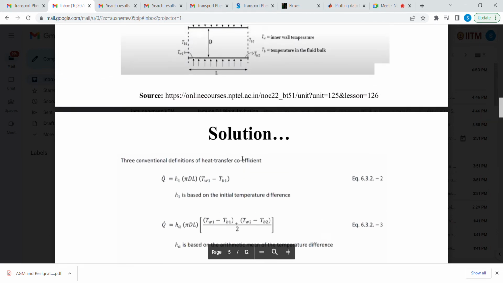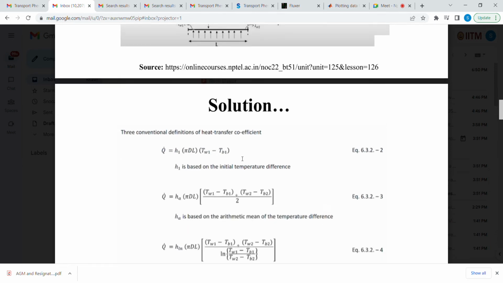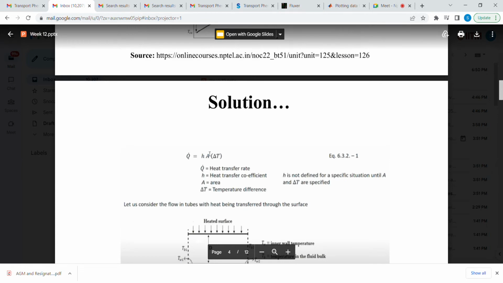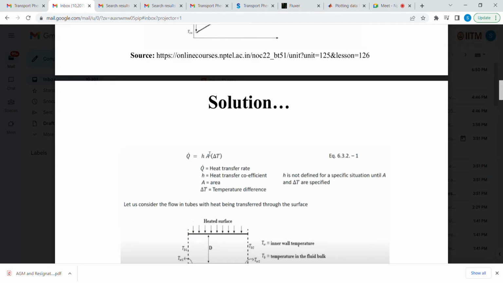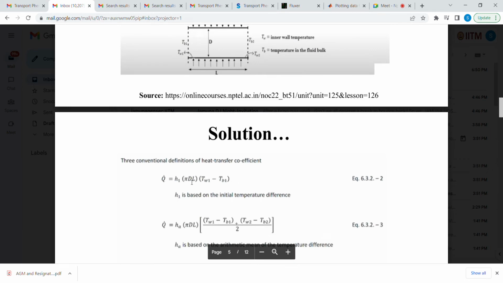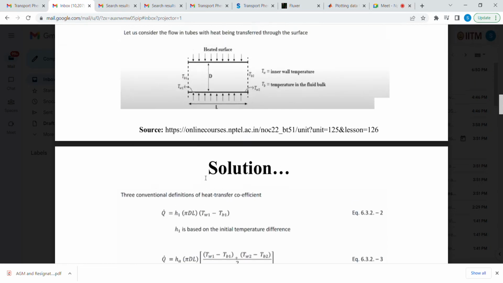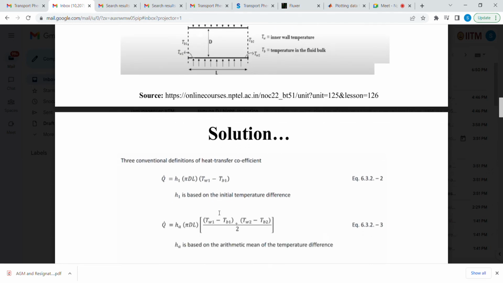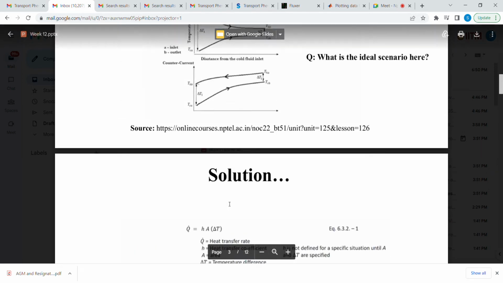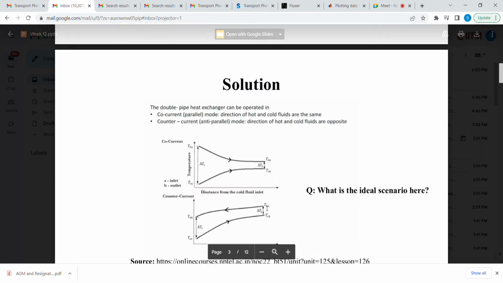So there are three conventional definitions of heat transfer coefficients. One is, if we take this area, since it's a cylinder, it's pi d L. And then h1 is the heat transfer coefficient, and we are talking about this side, one side of the inlet, TW1 minus TB1. So h1 is based on the initial temperature difference.